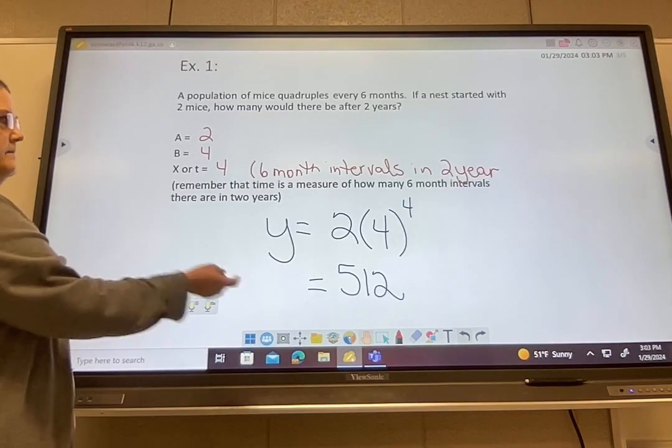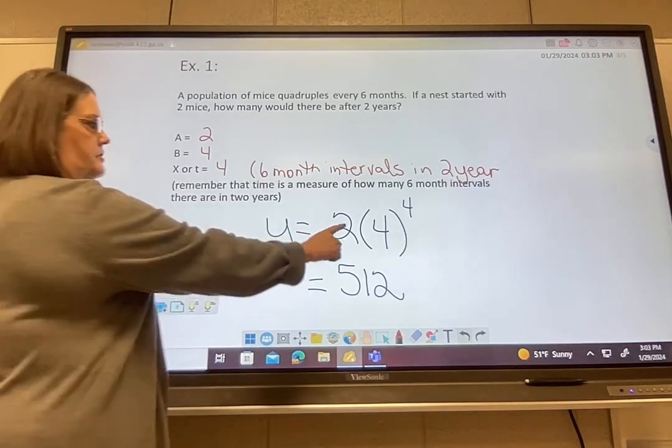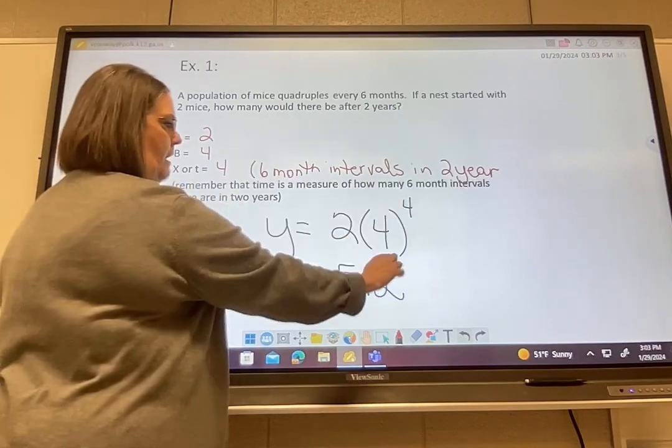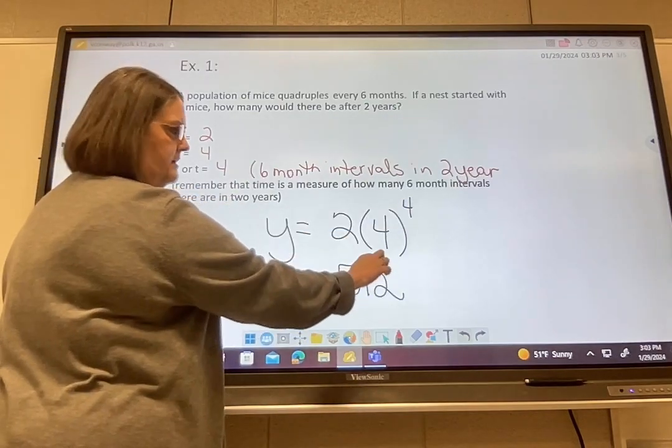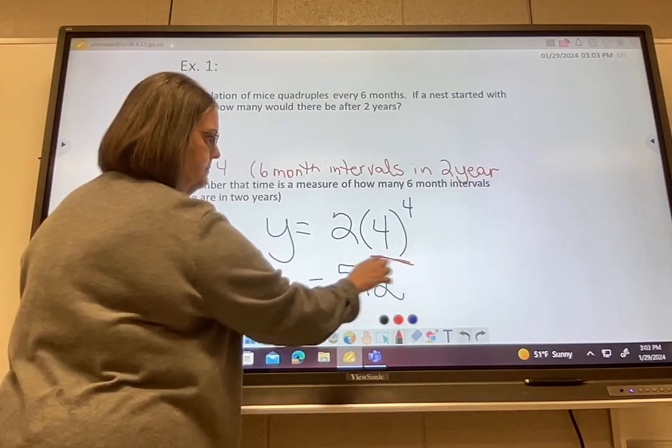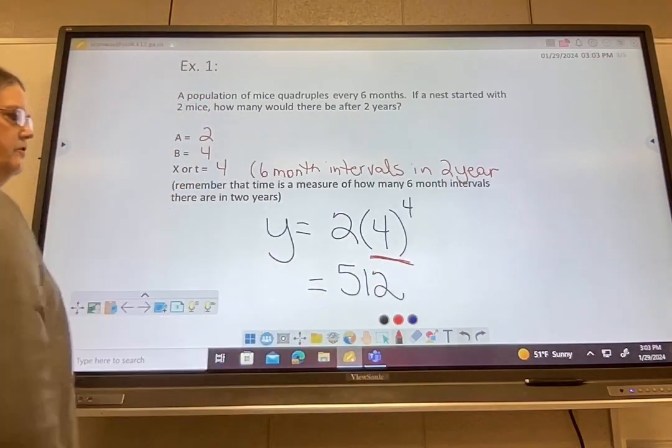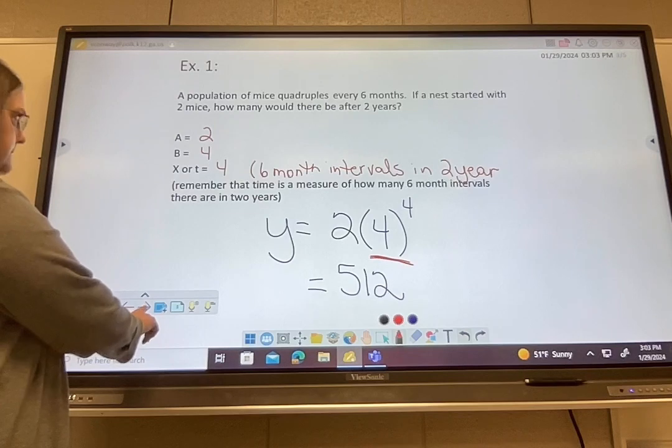So then you do this with the formula. You plug into the a, b to the x. So 2 times 4 to the 4th power. Put that in the calculator. The only part that's being taken to the 4th power is this part. So put that in the calculator and you get 512 mice.